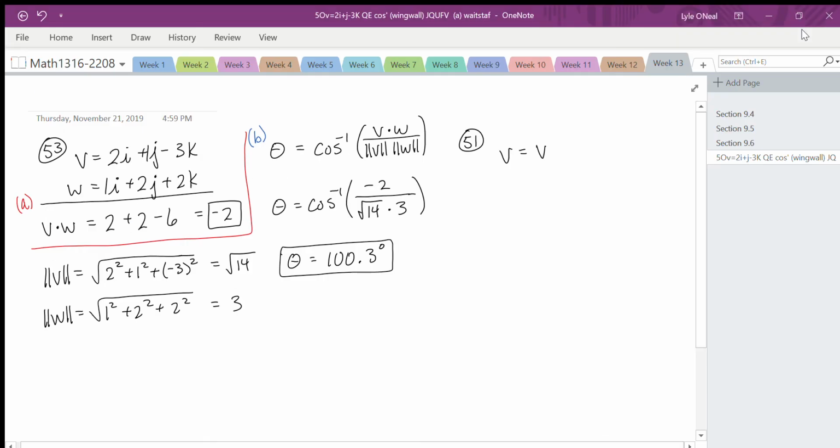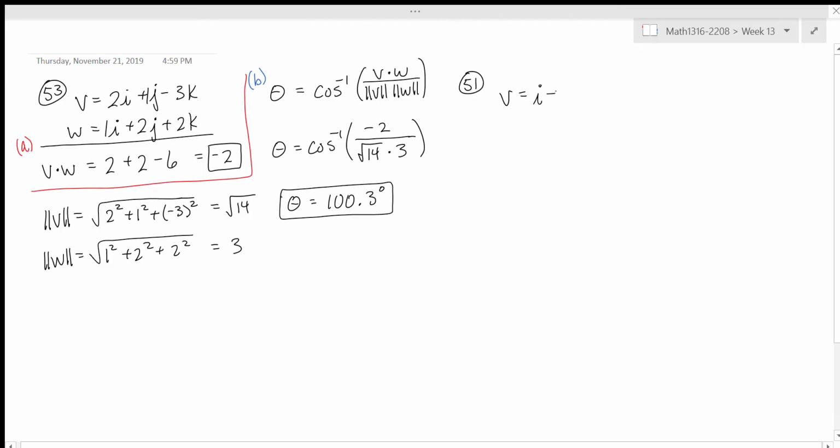Oh, I already wrote vector V. Duh. So there's vector V, and here's vector W. Questions? Y'all see the vectors? Anybody have any questions about either one of those vectors? You should have a question.